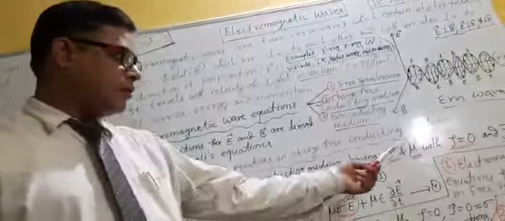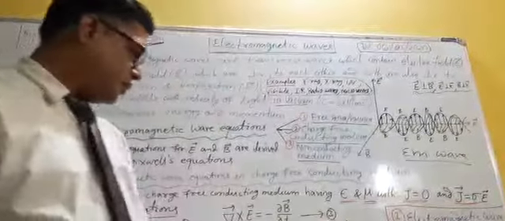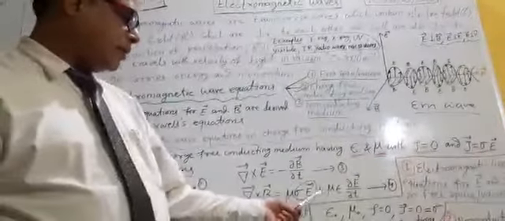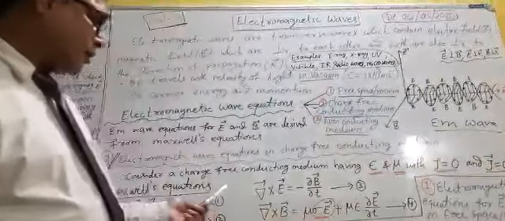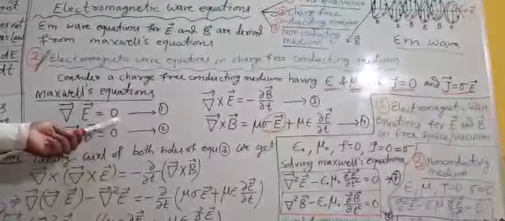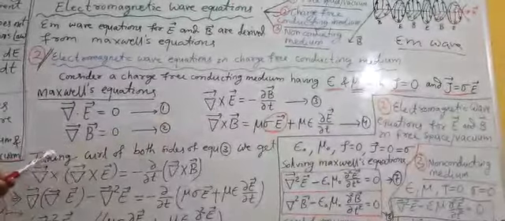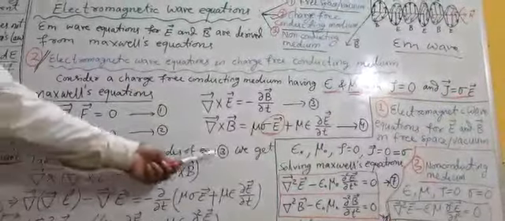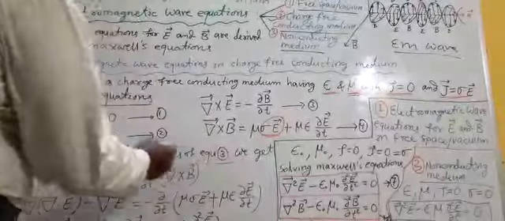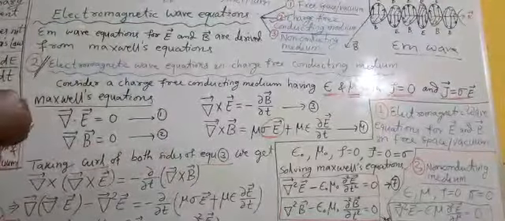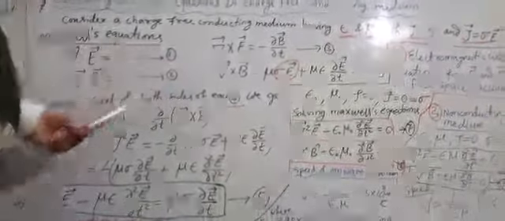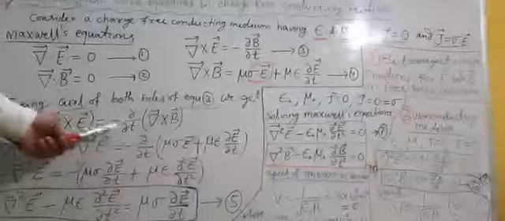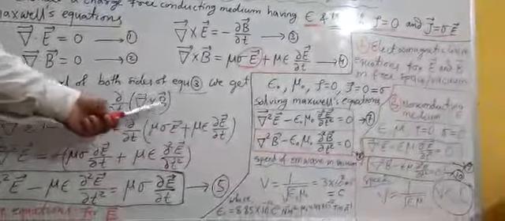So here J is equal to sigma E, the conduction current, so it is mu sigma E plus mu epsilon del E by del t. Equation 4. So these are Maxwell's equations. Taking curl of both sides of equation 3, curl of curl E is equal to minus del by del t of curl B.